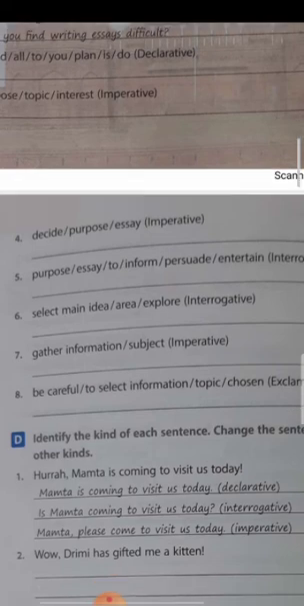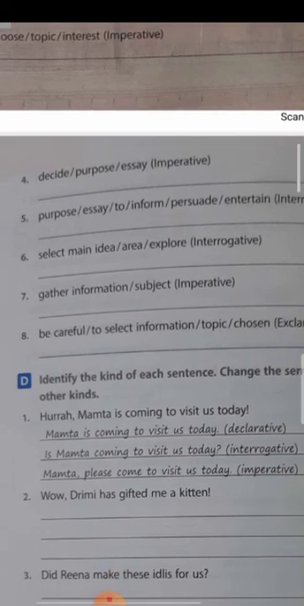Imperative form. Next one, wow, Dreamy has gifted me a kitten. What type of sentence is it? Exclamatory. So how will you write it in a declarative? Dreamy has gifted me a kitten. Very easy, isn't it? Next one, has Dreamy gifted me a kitten? Yes. Next one, Dreamy, please gift me something. Anyway, it's up to your wish. You can write it your own way, but it must be an imperative sentence.